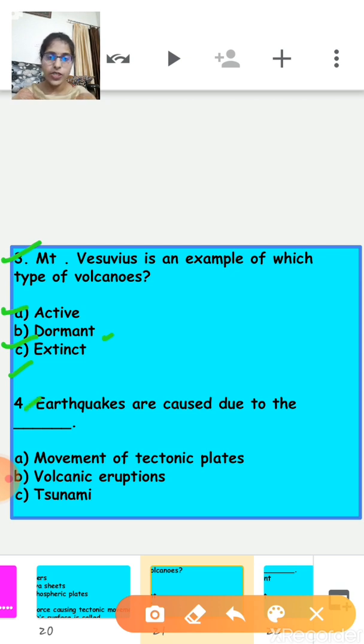Now the fourth question is, earthquakes are caused due to the dash, right? Now the options are, first option, movement of tectonic plates, second option, volcanic eruption, and the third one is tsunami. Now just tell me, earthquakes are caused due to the movement of tectonic plates, right? The answer is A, movement of tectonic plates.